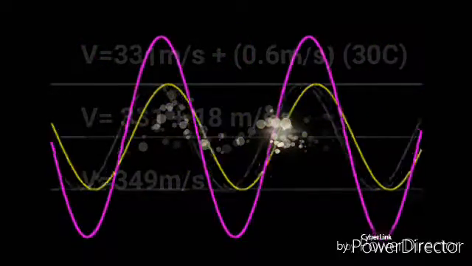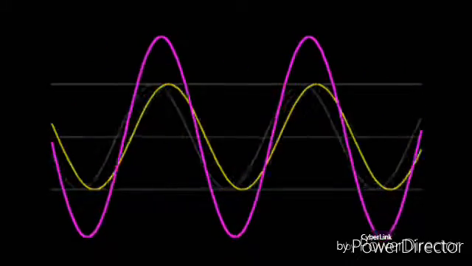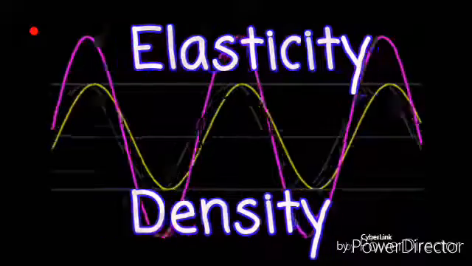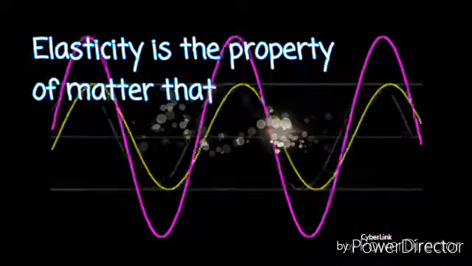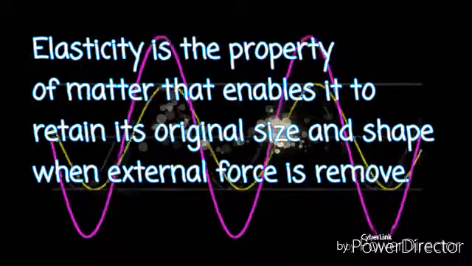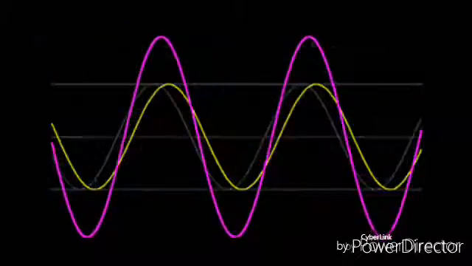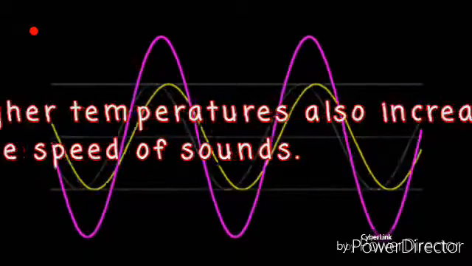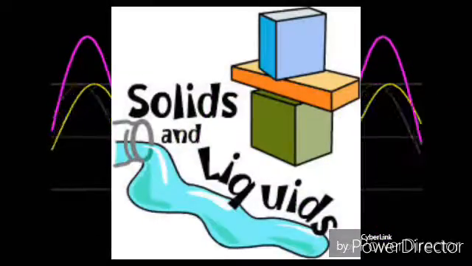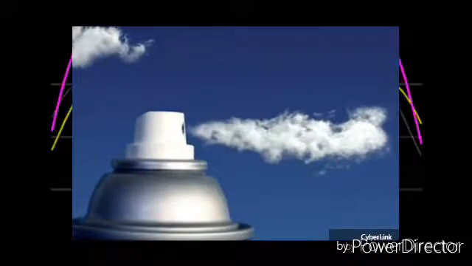As mentioned earlier, the speed of any wave depends upon the properties of the medium through which the wave is traveling. The elasticity and the density of a medium affect sound propagation, wherein elasticity is the property of matter that enables it to retain its original size and shape when an external force is removed. Thus, the speed of sound differs in media. Higher temperatures also increase the speed of sound. For solids and liquids, the change in speed is small and can usually be neglected. For gases, the change is large. The speed increases with temperature.